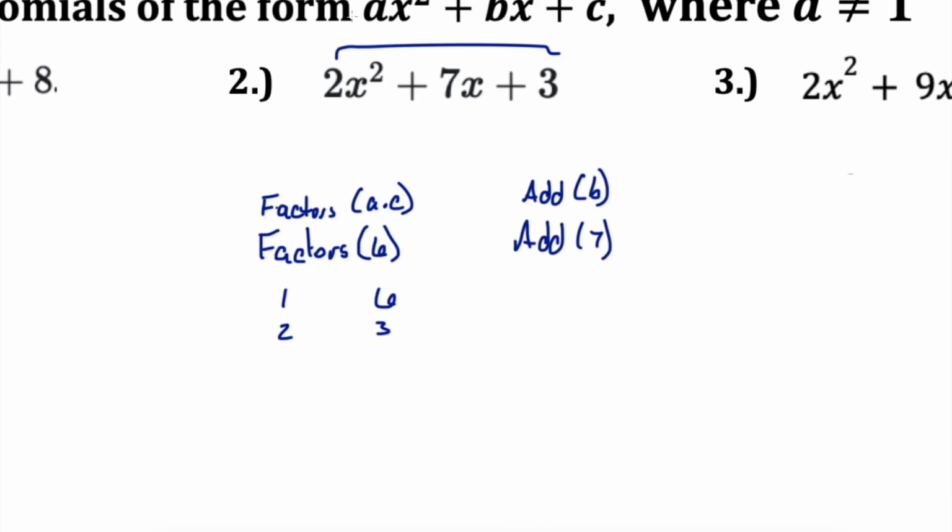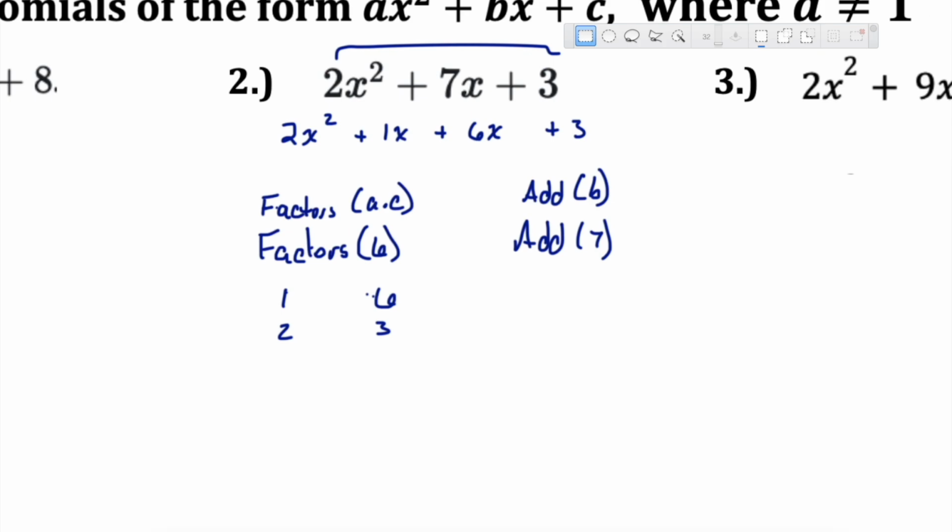So this is what we're going to do now. We're just going to rewrite this: 2x squared plus 1x plus 6x plus 3. This is the trinomial just rewritten, but I've broken up the 7x into a 1x and a 6x, because those are the two factors that we saw that worked. 1 and 6 give us 7. There we go.